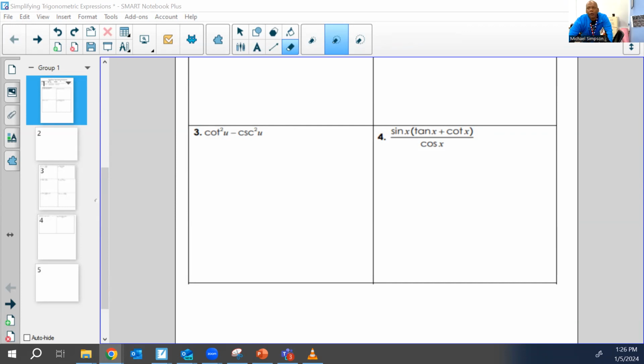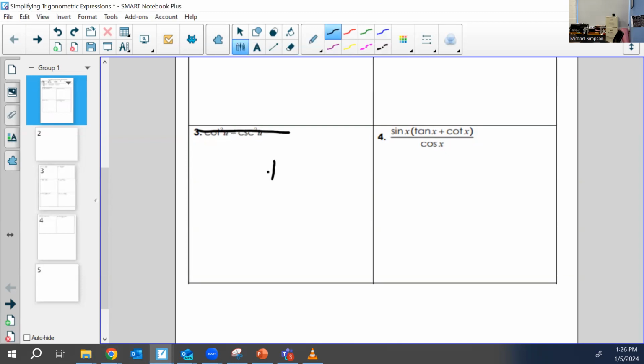Okay, anybody, what's your first step? What would you do? How would you take it out? Okay, all right, I like that move. That's a big move right there. So make this tangent. So we have tangent now. What's the next move?